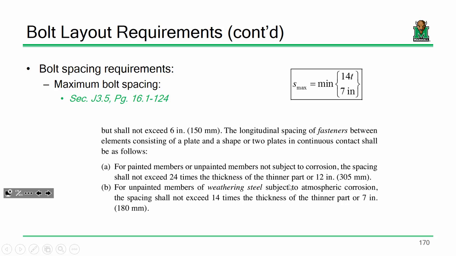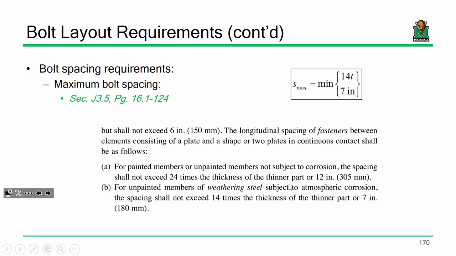Here's the other side. We also have limits on maximum bolt spacing. Now this one is a little trickier to understand, but everybody follow along with me. We don't want the bolts to get too close together, because if they get too close together, they're going to start clanking around on each other when you try and connect the member.